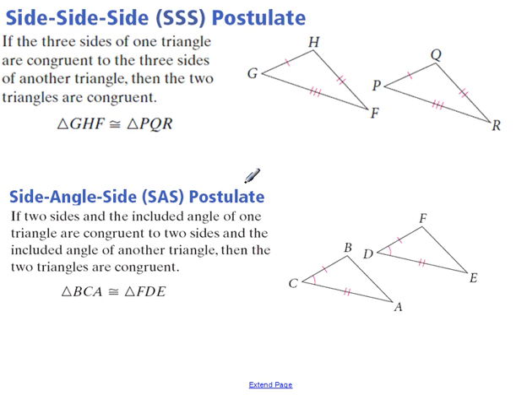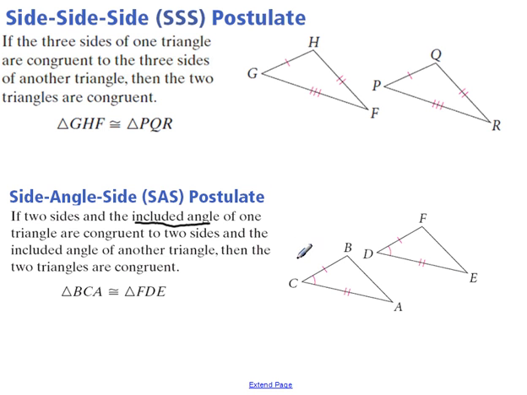The side angle side postulate says if 2 sides and the included angle of one triangle are congruent to 2 sides and the included angle of another triangle, then the 2 triangles are congruent. When it says included angle, here's what that means.